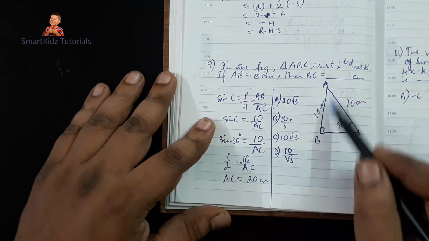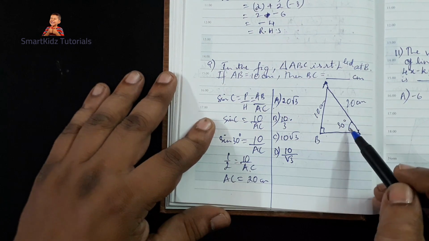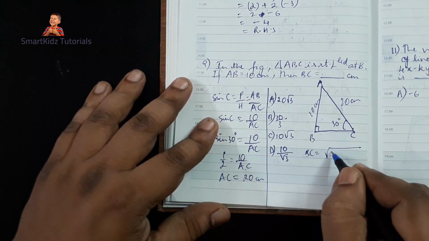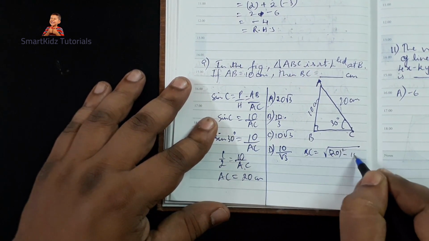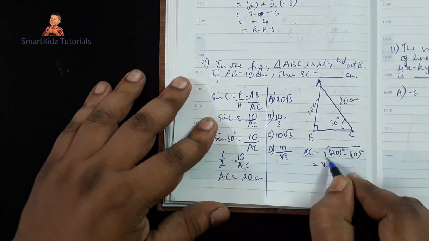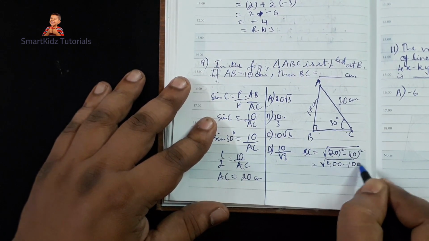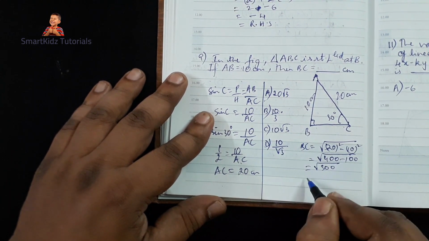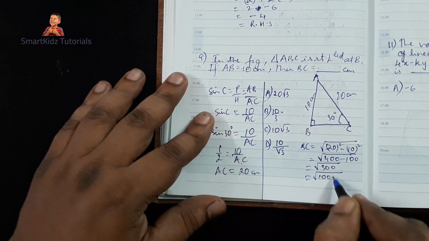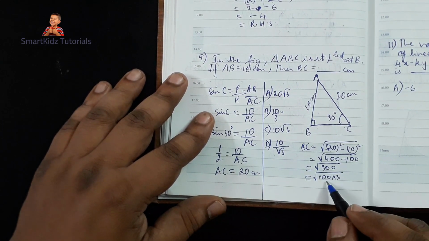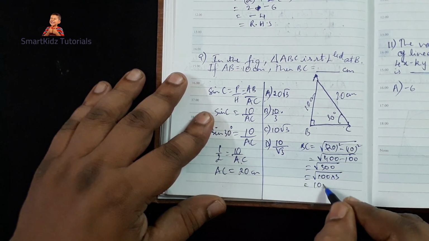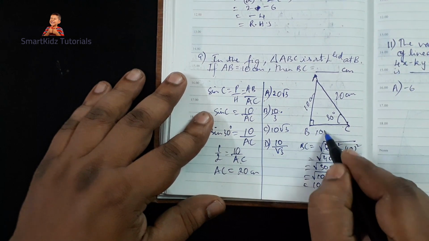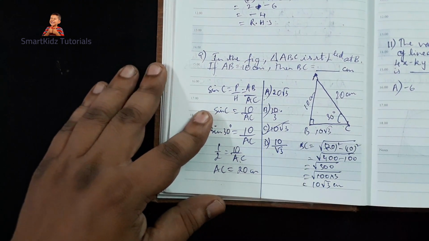Now, we have got AB, we have got AC. If we want BC, we can use Pythagoras theorem. By Pythagoras theorem, BC will be equal to square root of 20 whole square minus 10 whole square. That will give us 400 minus 100, which is square root of 300. The square root of 300 can be written as 100 into 3. The square root of 100 is 10. So, we get 10 root 3 centimeter equal to BC. So, BC is 10 root 3 and C is our correct answer.